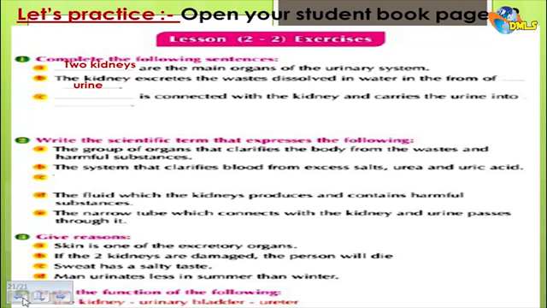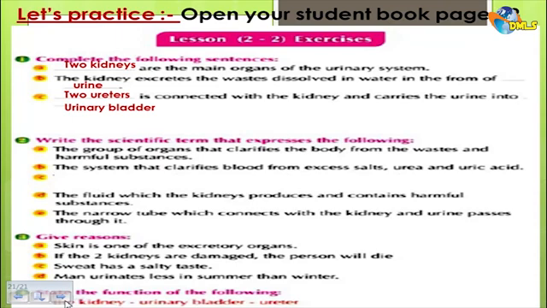Dot is connected with the kidney and carries the urine into dot. The first one will be 2 ureters. It's connected with the kidney and carries the urine into the urinary bladder. If your answer is like this, please put a tick beside your answer.